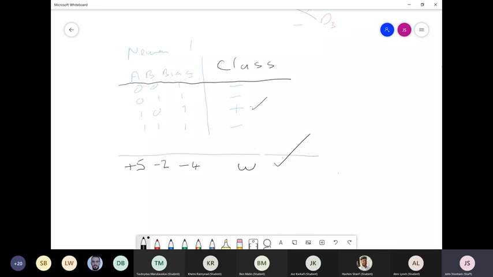Can somebody looking at that tell me another weight vector that would solve this problem? I'll give you 10 seconds. Some questions coming in. How do the classes get assigned? It's for you to decide which is positive or negative. It's just a label.